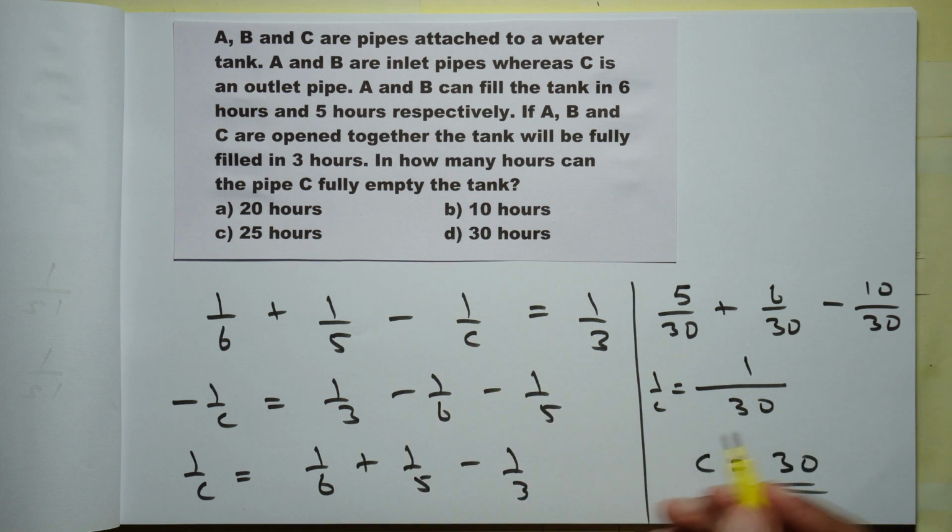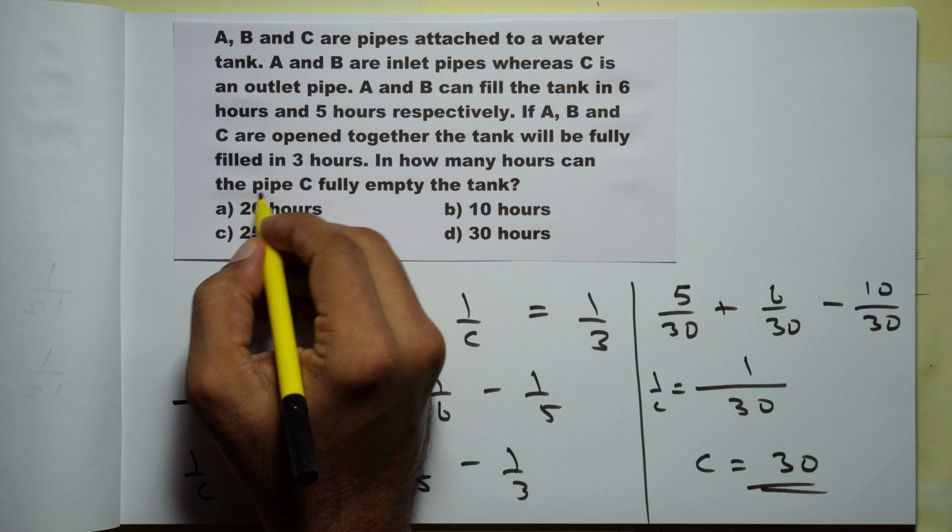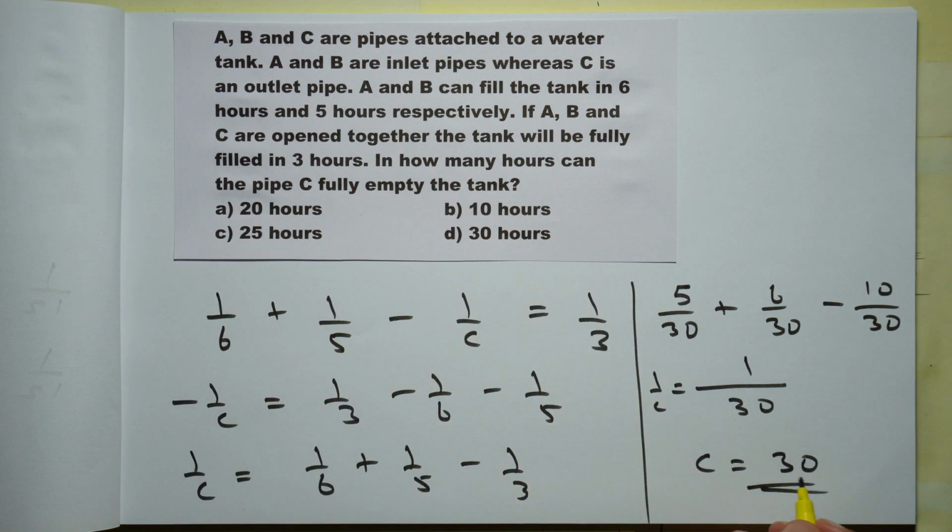Pipe C can fully empty the tank in C hours, and C is equal to 30 hours. So in how many hours can pipe C fully empty the tank? That is in 30 hours, option D.